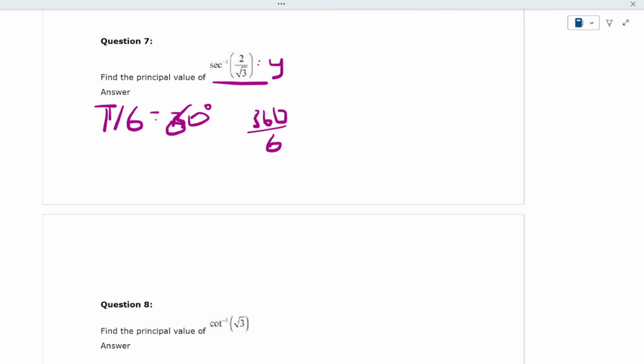180 degree. Okay, it is pi value is 180. Sorry, pi value is 180 degree divided by 6 will get as 30 degree.